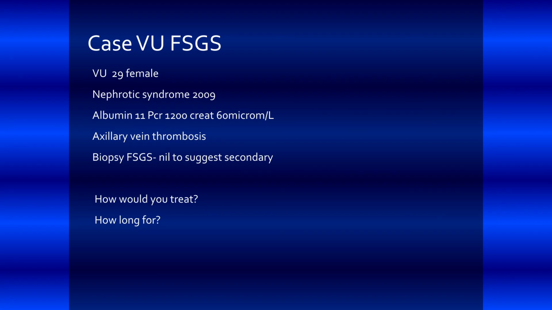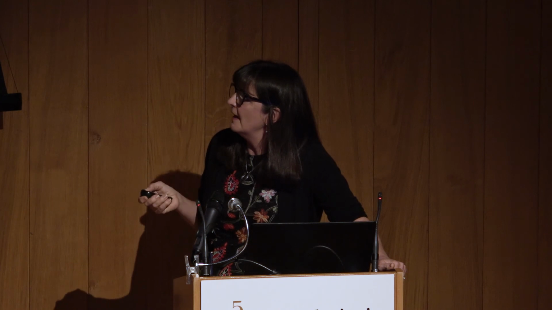So let's go on to a patient. This is Veronica, a 29-year-old lady, who presented with nephrotic syndrome back in 2009. Severely nephrotic, very suggestive of primary, with an albumin of 11. She actually presented with a swollen arm due to an axillary vein thrombosis. Normal serum creatinine, and a biopsy showed FSGS, and this looked very like idiopathic or primary FSGS. So how would you treat her, and how long for?